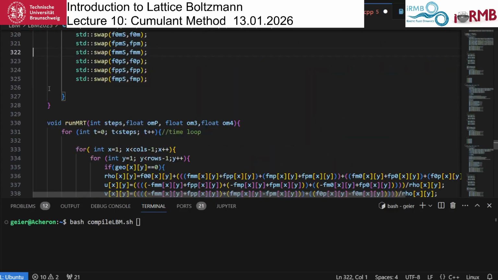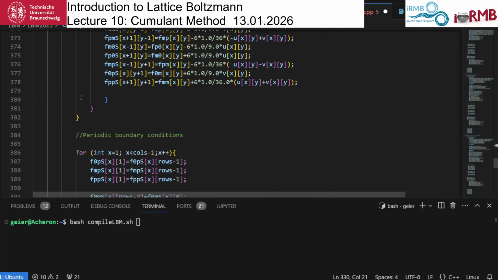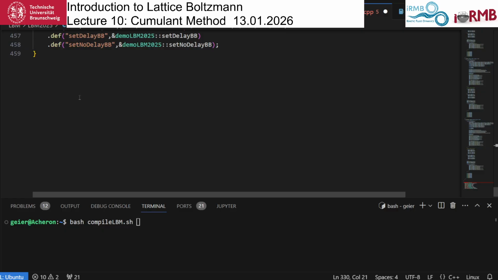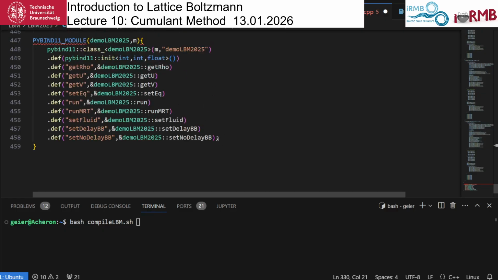So let's say we'll call this, I was told I should not call it cum, I should call it cumulant. Okay, we'll call this cumulant and we'll add it here.